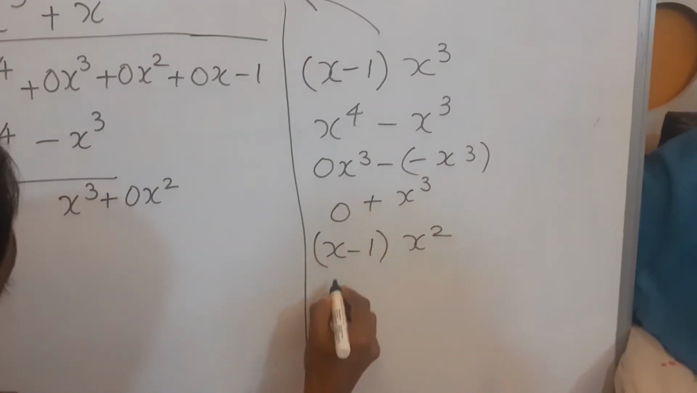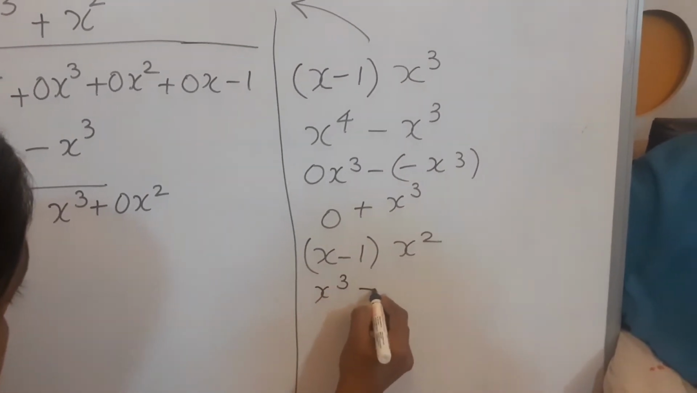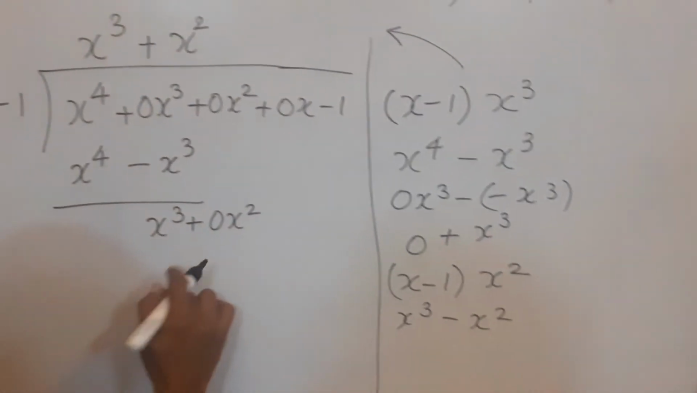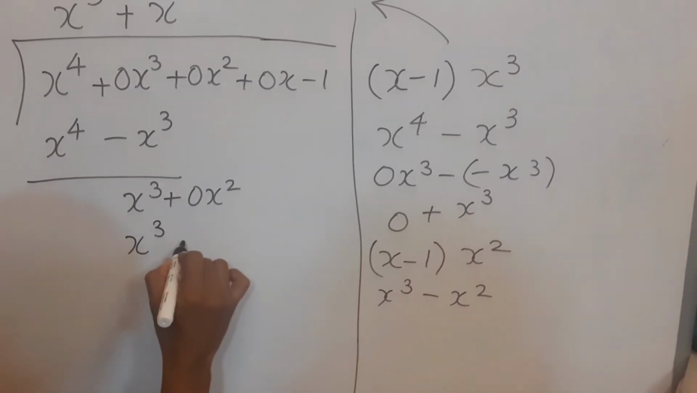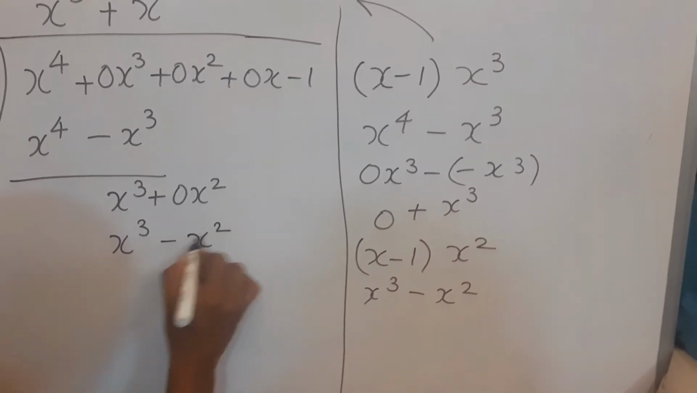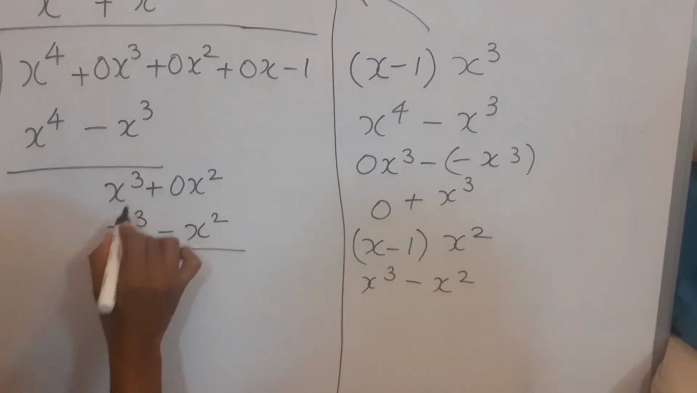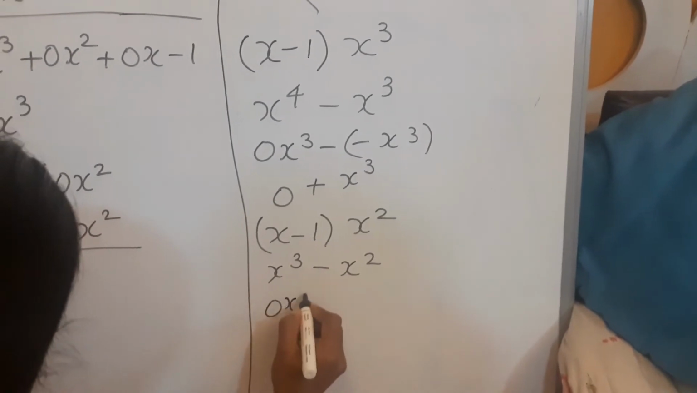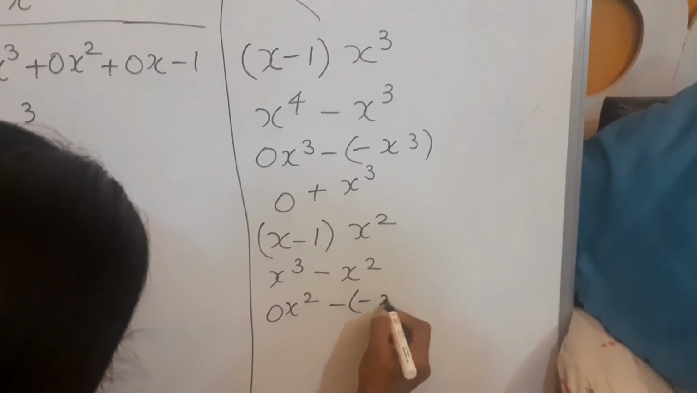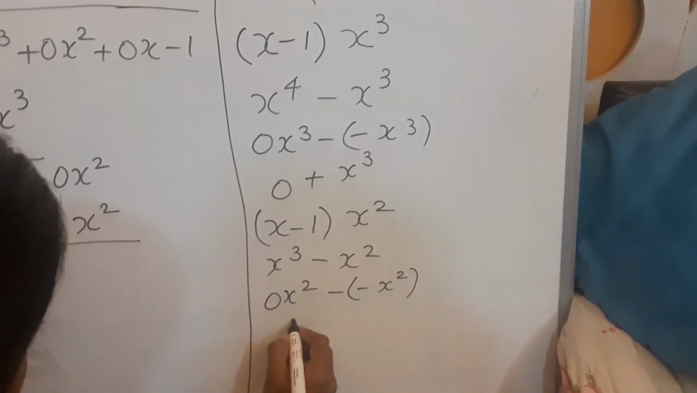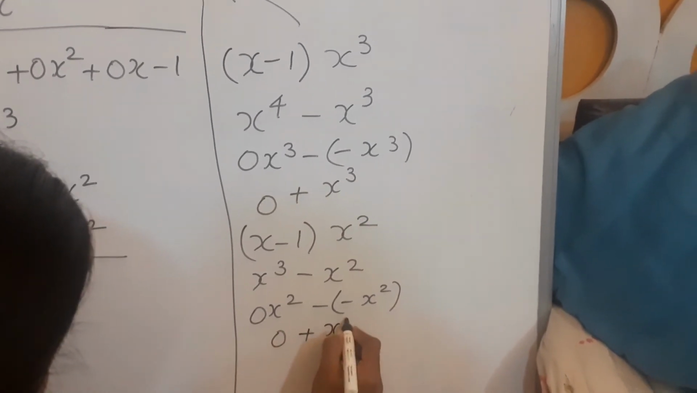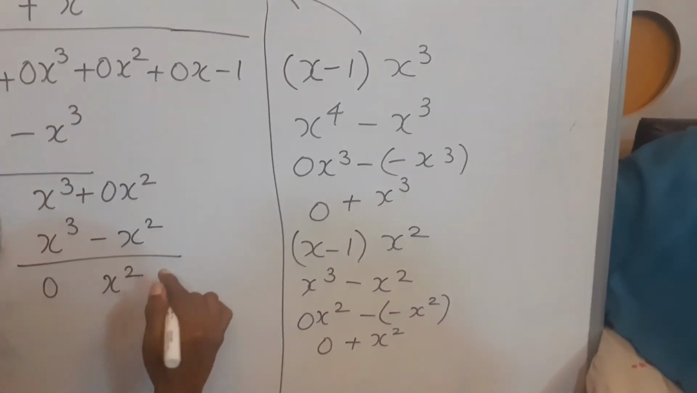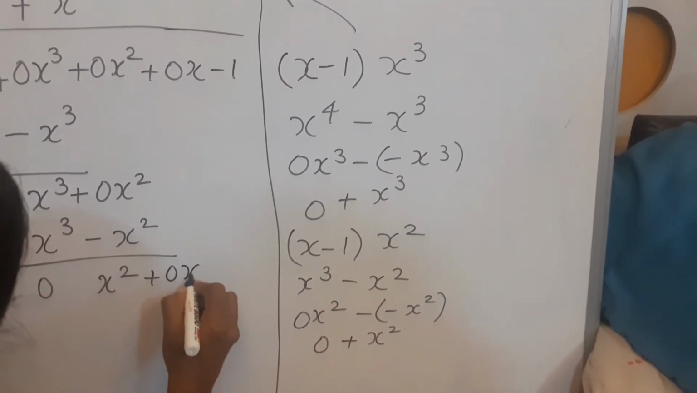So this will be x square into x will give you x cube. Minus 1 into x square is x square. This is immediately transferred here. This becomes x cube minus x square. Solving it, x cube minus x cube is 0 and this will be written as 0x square minus x square, and that gives you 0 plus x raised to 2. That comes here. Take down the remaining portion, that is plus 0x.